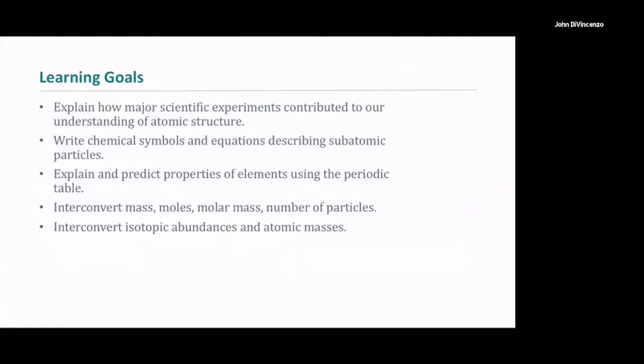Write chemical symbols and equations describing subatomic particles. Explain and predict properties of elements using the periodic table. Interconvert mass, moles, molar mass, and number of particles. That's the bulk of the calculations here. Like I said, we'll do an isotopic abundance calculation too. It's going to be tough, but that's the rest of it. So the beginning stuff is qualitative, and the end stuff is more quantitative.